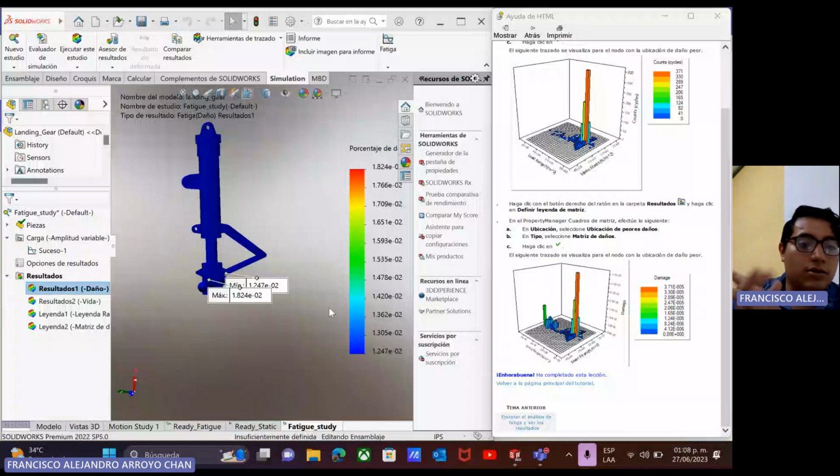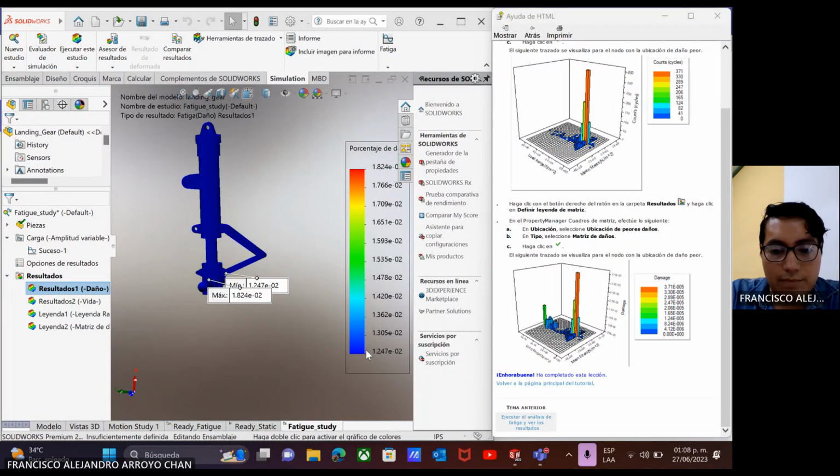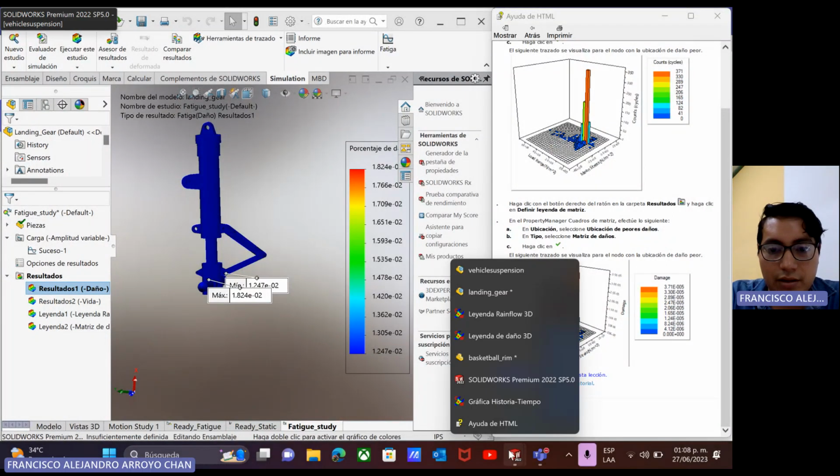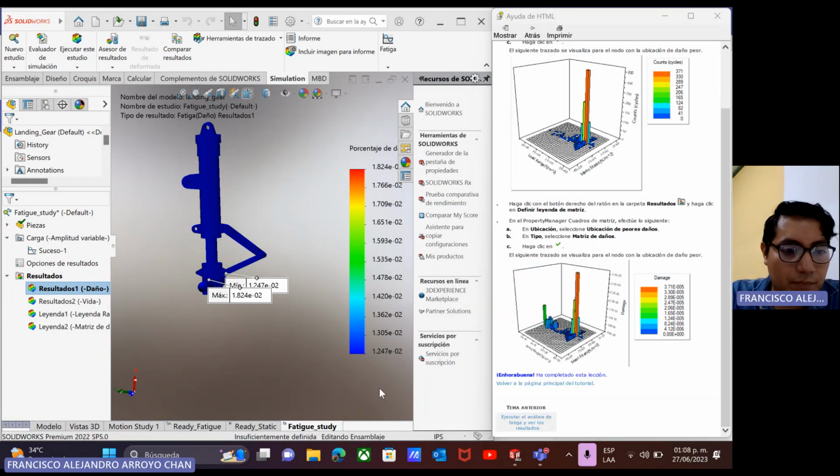Today I want to talk about three tutorials. The first one is this fatigue study of a landing gear. We can check this simulation and the results.